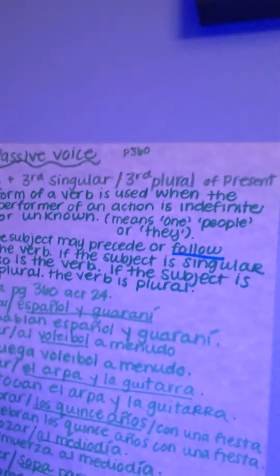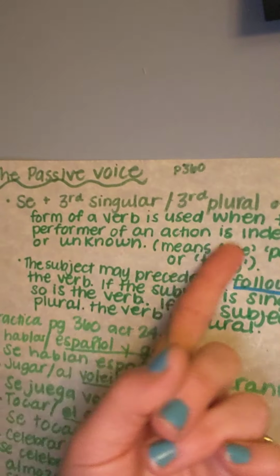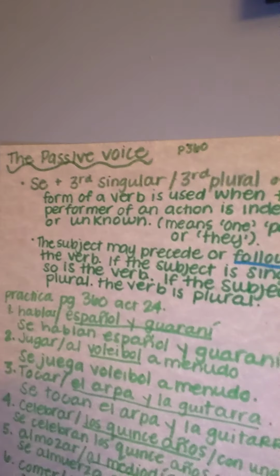Okay, so it doesn't necessarily have this finite exact translation. It has a couple variations in the translation. So if you were to translate this as one, people, or they, you would be just fine.